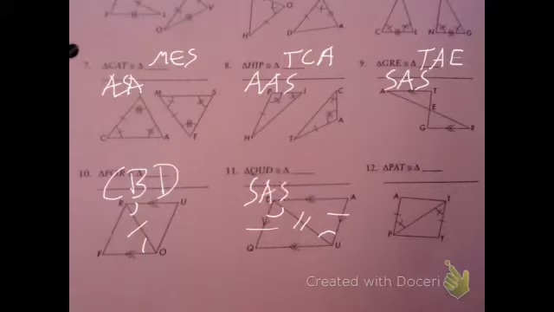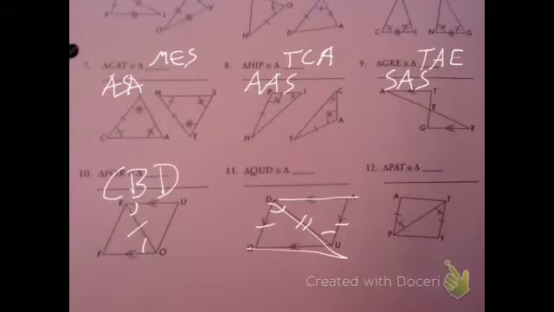I remember my markings. They're just taking up too much space. We have QUD, and that's going to correspond to ADU. So, ADU, and that's by side, angle, side.